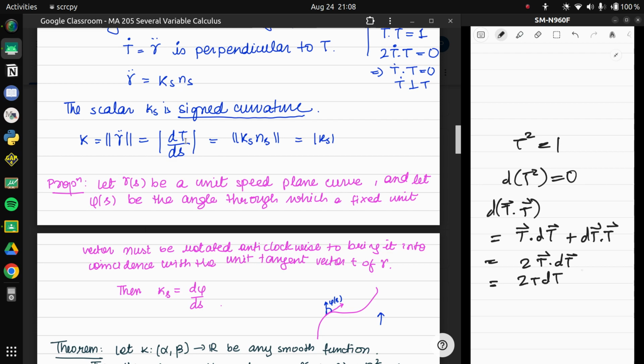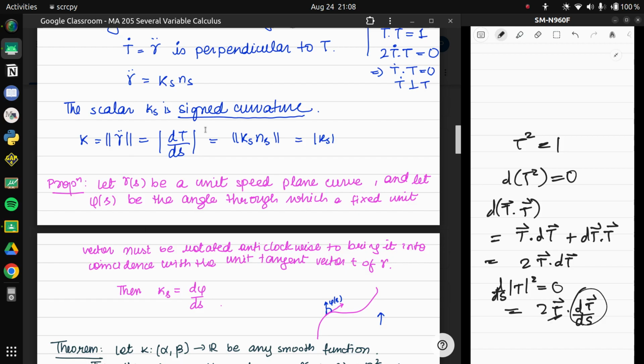Yeah, and this little bit is actually, you know what, let's not write it like that, never mind. So this happens, and so divided by ds, what do you get? Just d by ds of magnitude of t square, that's equal to 0, that's equal to 2 times this stuff. What does that mean? That means that dt upon ds is perpendicular to t.